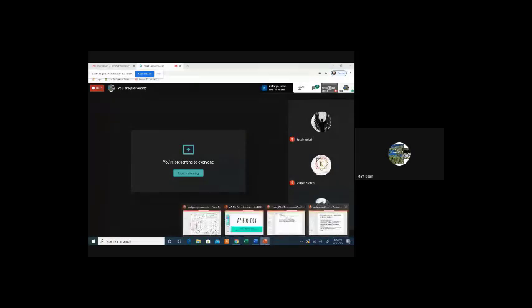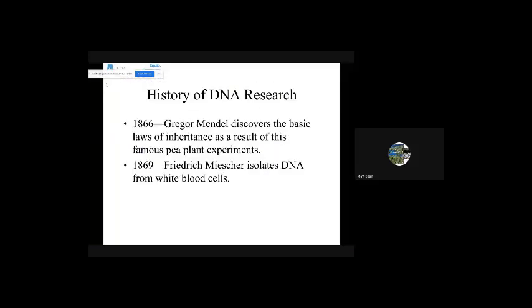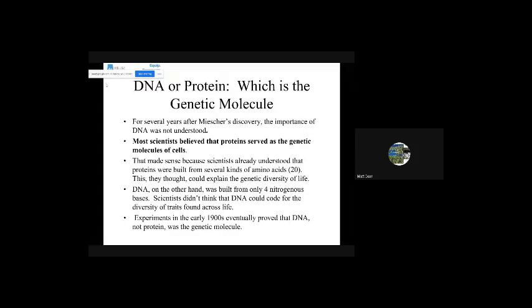And now we're going to go a little bit into DNA structure, just a brief intro to DNA structure. And then next time we'll get into transcription, translation, and maybe even a little bit more on mutations. So just a little bit about the history first.